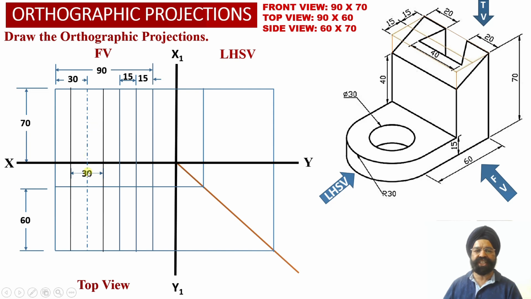30 millimeter in such a way that the left side black projector line is spaced at a distance of 15 millimeter towards the left hand side of the center line, and the right side black vertical projector line is located at a distance of 15 millimeter towards the right hand side of this vertical central line over here. So here we have been able to obtain the coordinates corresponding to the location of the diameter of the hole in the front view projections over here.